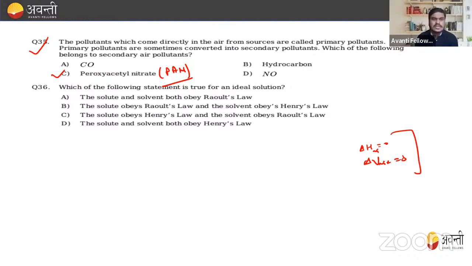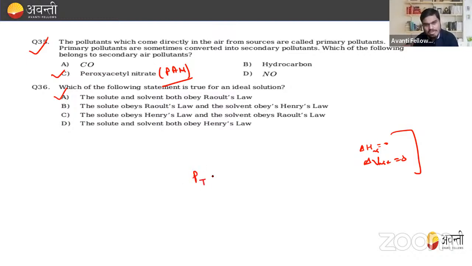So the first option: the solute and solvent both obey Raoult's law. Second: the solute obeys Raoult's law and the solvent obeys Henry's law. Now this is not the case. Third: the solute obeys Henry's law. No. Fourth: the solute and solvent both obey Henry's law. No. So out of these four options, only option A is correct, that is, the solute and solvent both obey Raoult's law. When they obey Raoult's law, only then do they form an ideal solution.